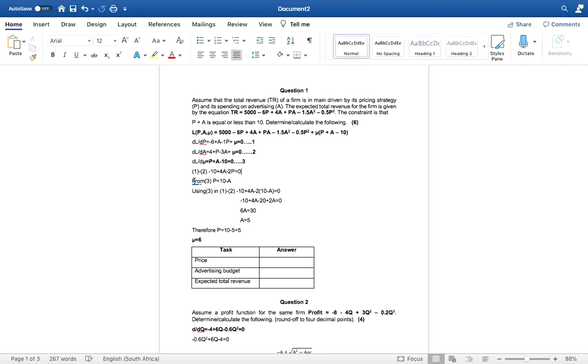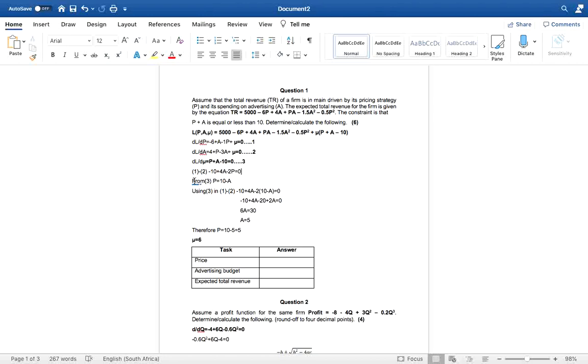So assume that the total revenue of a firm is mainly driven by its pricing strategy and its spending on advertising. The expected total revenue for the firm is given by the equation TR is equal to 5,000 minus 6P plus 4A plus PA minus 1.5A squared minus 0.5P squared. The constraint is P plus A is equal or less than 10. Determine or calculate the following.